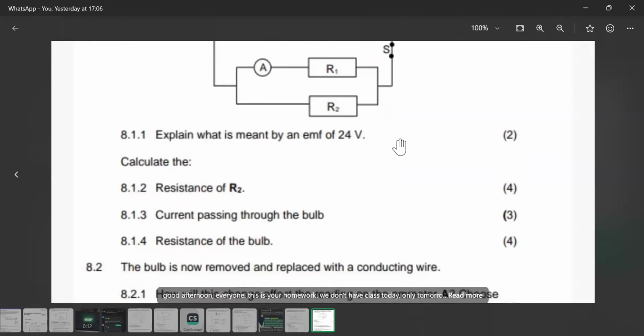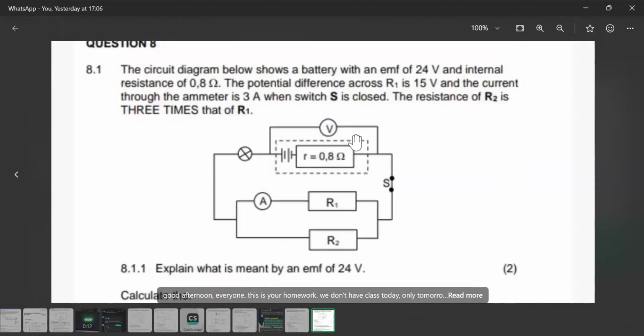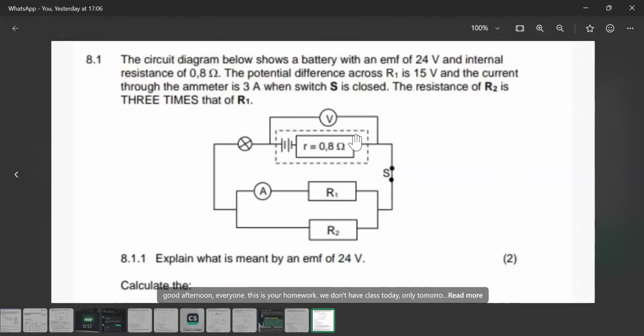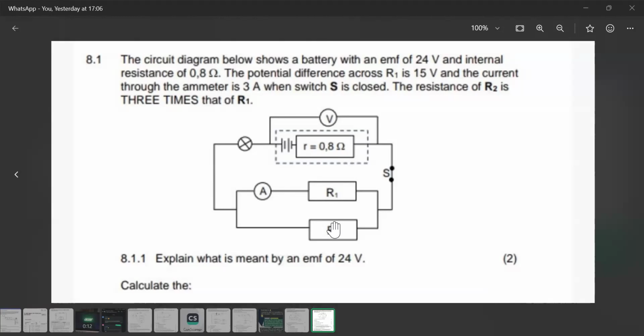And next they say calculate the resistance of the resistor R2. Now that you know what is the meaning of the EMF, how do we calculate the resistance of R2? Well, in order for us to find that resistance, we have to use the relationship between the resistor R1 and the resistor R2. What is that relationship? They said to us R2 is 3 times R1. So if we can know what is R1, then it's very easy for us to find R2.